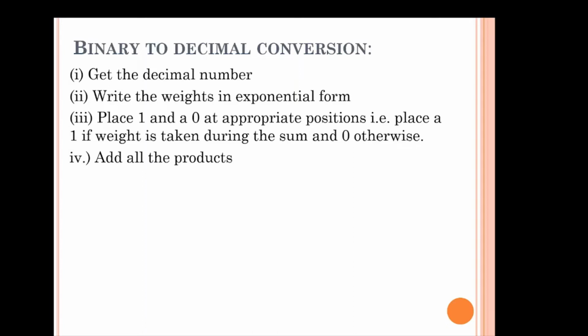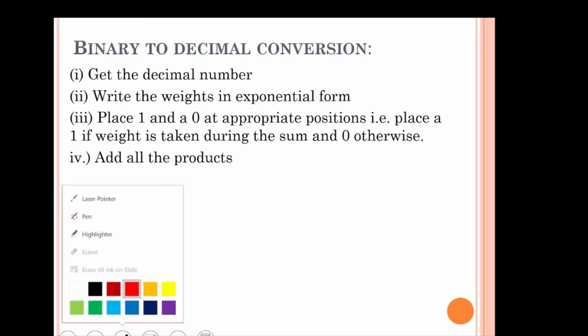First, note down your binary number, then write the weights in the exponential form. The binary number system has a base of 2, so according to that you have to write down its positional weight, and then place 1 and 0 at appropriate positions, that is, place a 1 if the weight is taken in the sum and 0 otherwise, and then add all the products together. Let me solve one example for you.